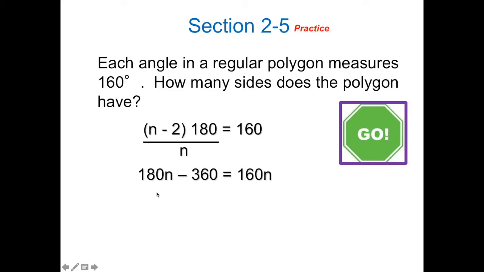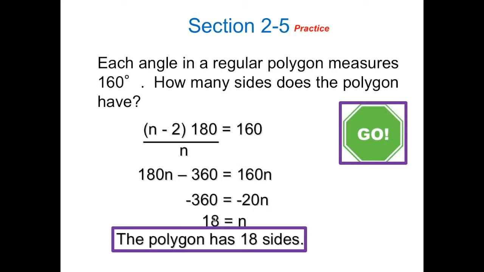Okie dokie, we have 180 n's here and 160 n's here. Looks like we subtracted 180 n from both sides, right? So we did 160 n, subtract 180 n, and then we have -20 n on this side here. So what do I got to do? I'm going to solve for 1 n. Divide both sides by what? Divide them both by -20, okay? So -360 divided by -20 is 18. And there we have it. The polygon has 18 sides.